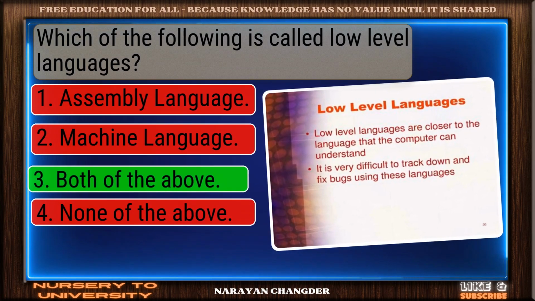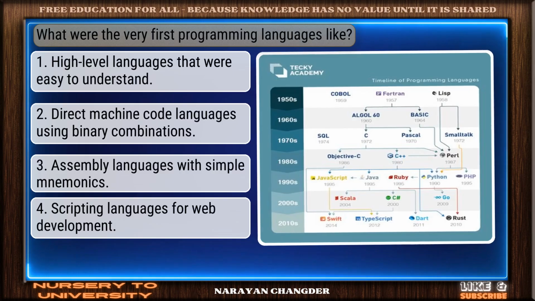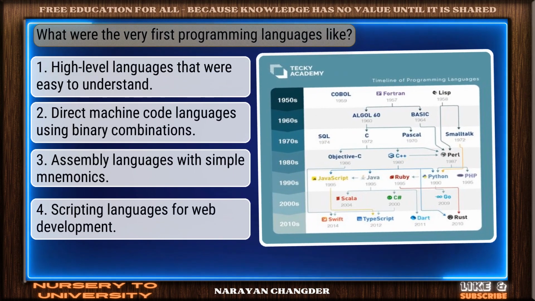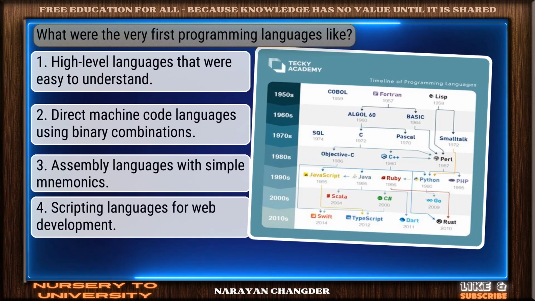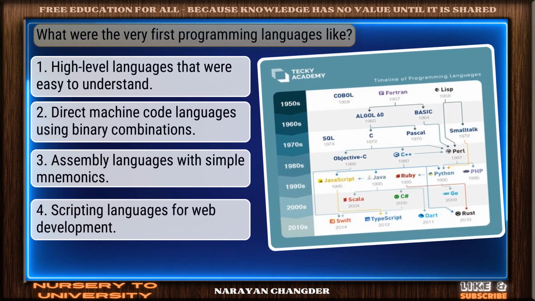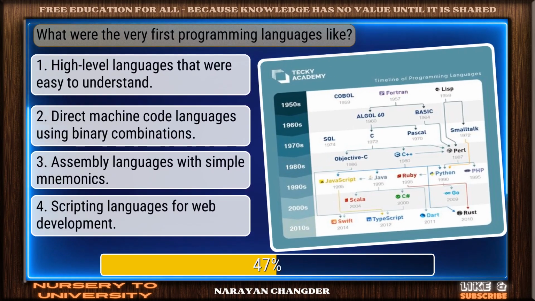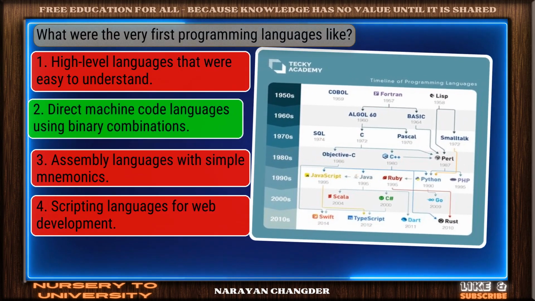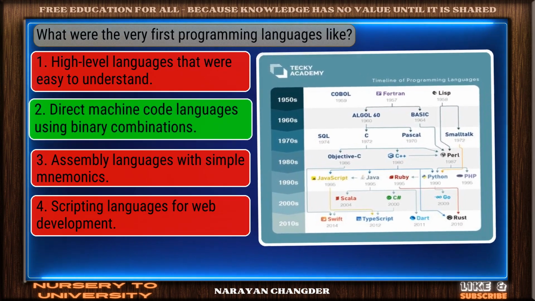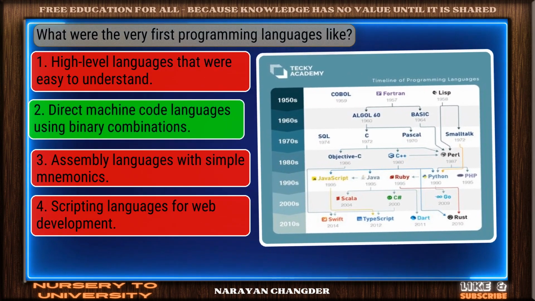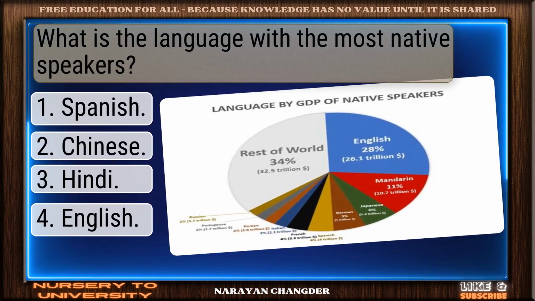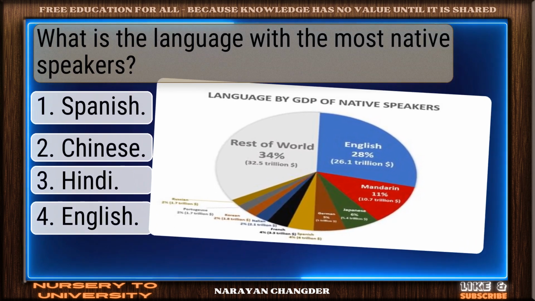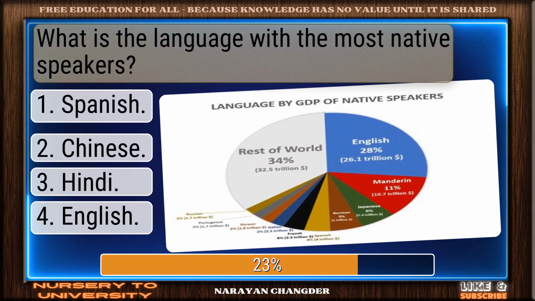Perfect. Both of the above is the correct choice. Question number 47. What were the very first programming languages like? Well reasoned. Direct machine code languages using binary combinations is the correct choice. Question number 48. What is the language with the most native speakers?